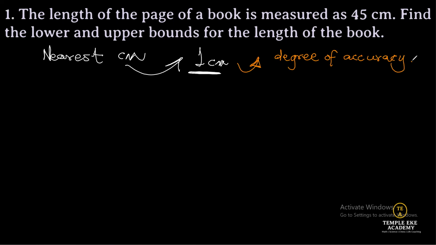Beautiful. So we can have our error interval. Now the possible error. Remember, the possible error is simply the degree of accuracy divided by 2. So that's the degree of accuracy, which is 1 centimeter, divided by 2. And that gives us 0.5 centimeters. With this possible error, we can find our upper bound and the lower bound.